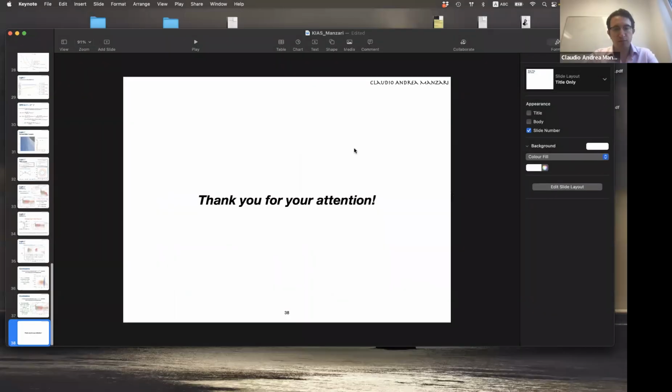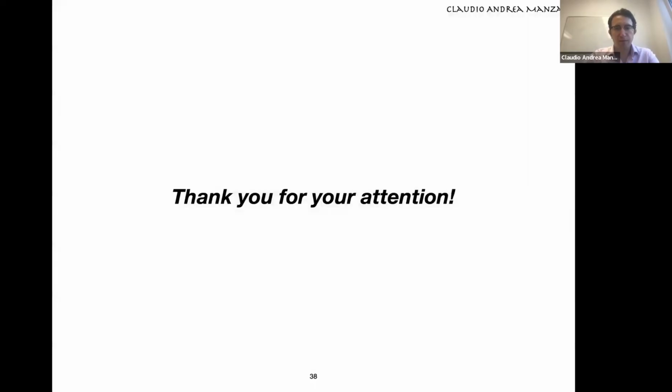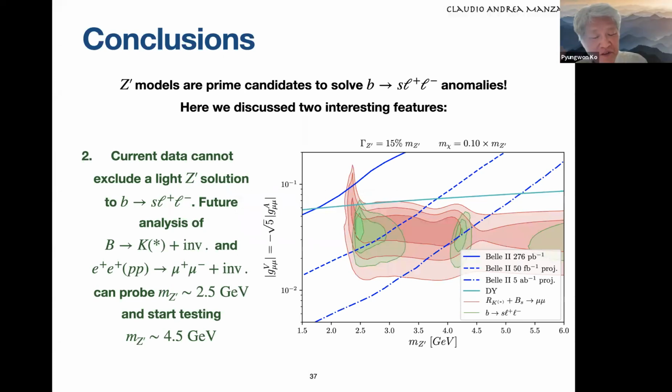I have one question. First of all, thank you very much for the nice talk. This light Z prime option, have you also considered the Upsilon decay to Z prime plus mu mu?